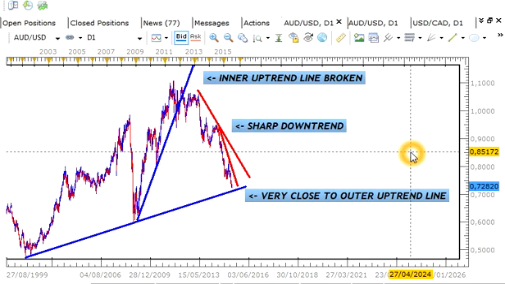I'm going to be taking a quick look at the Aussie US dollar pair today to identify if there's anything that jumps out at us in terms of an opportunity to trade this pair this week.